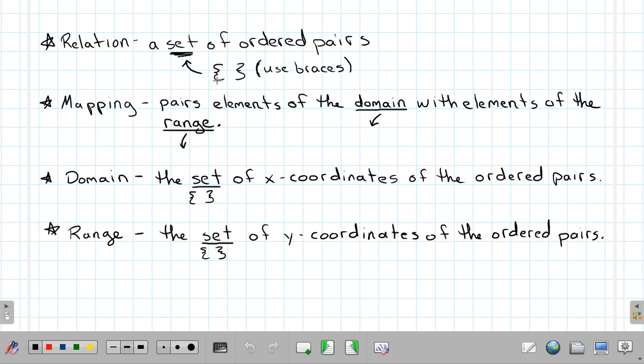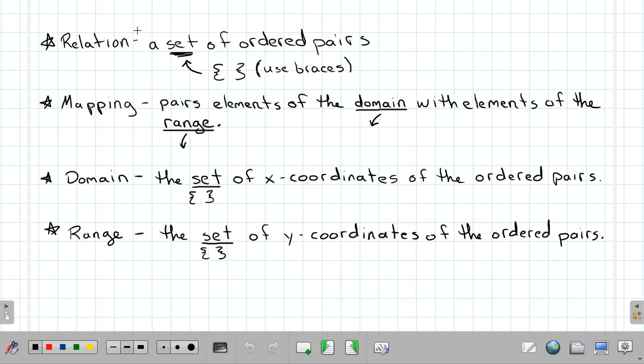And once again, that tells you you have a set. And then what's going to be inside those braces are ordered pairs, okay? So once again, I'm going to go over some definitions here. It'll become very clear what I mean by that when we look at an example, okay? So that's something you probably never heard of before. So basically brand new definition for you here, okay?